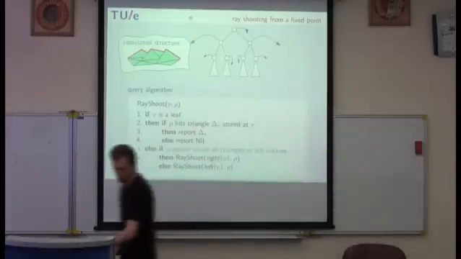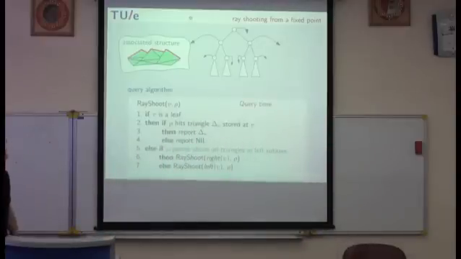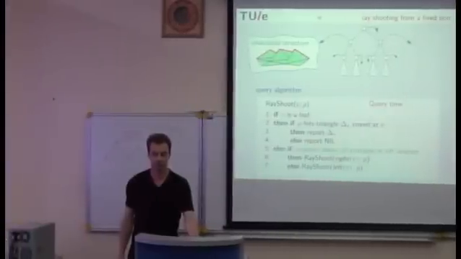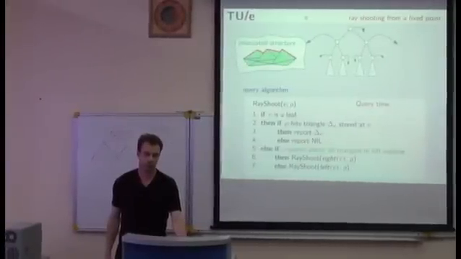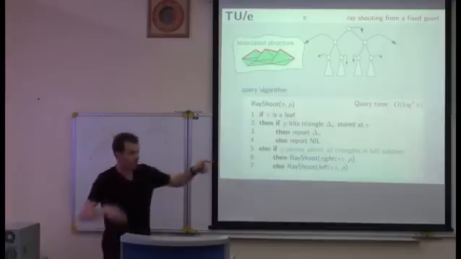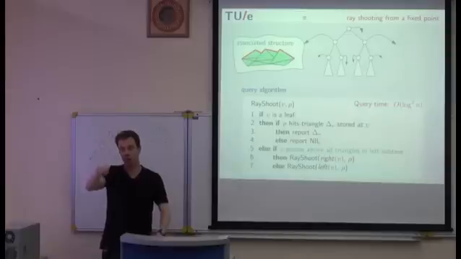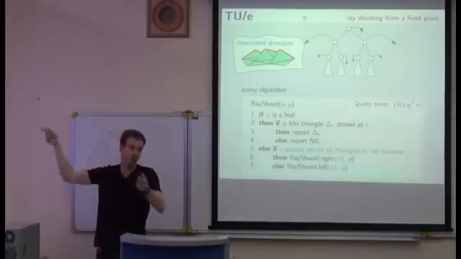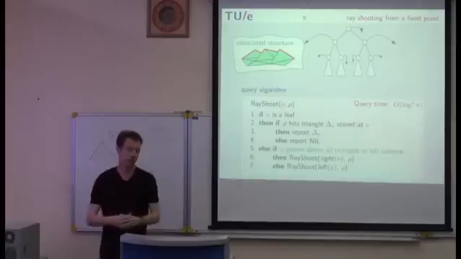So how much is the query time? Log squared n, right? Because I had this tree, I have log n nodes on the path. For every node, I do a binary search on the upper envelope. So log n times log n is log squared.